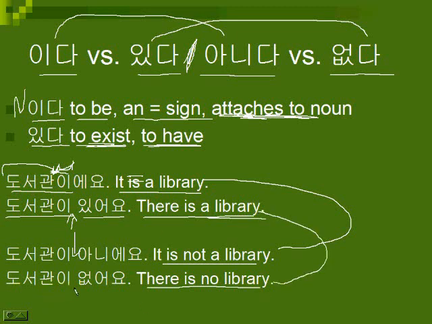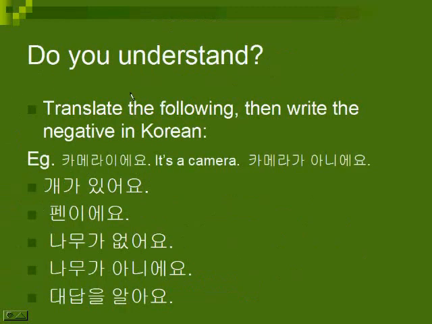And there is no library, which is the opposite of this guy. 도서관이 없어요. So, equal signs, this is a not equal sign, so whatever it is, like you point to it, does not equal a library. This is the idea of a lack of a library. There is no library that's there. So, do you understand this?